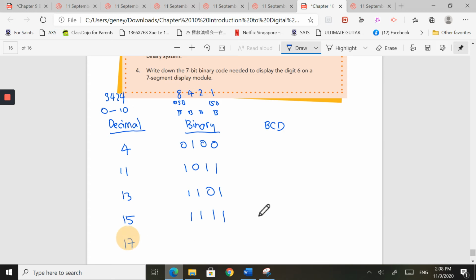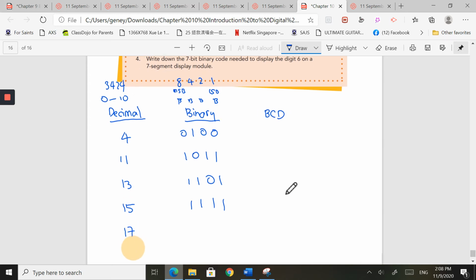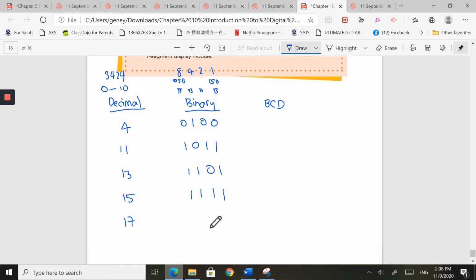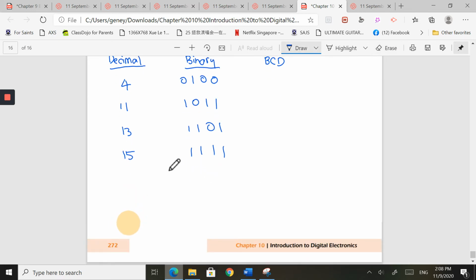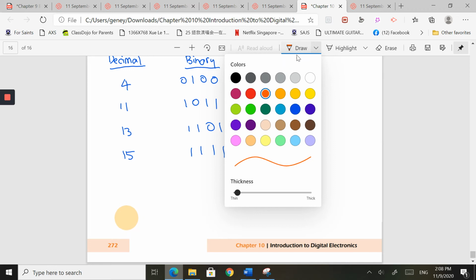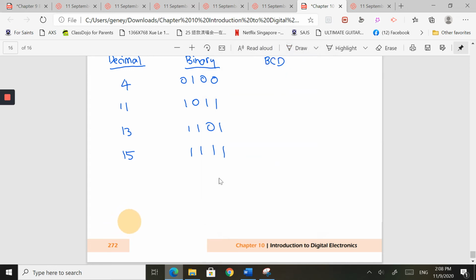What if I want the number 17? Does this mean I can't form 17 with a binary? No, I can, because what I need to do right now is consider, let me give myself some space here. Instead of 8421, let me do a different number so it's differentiated.